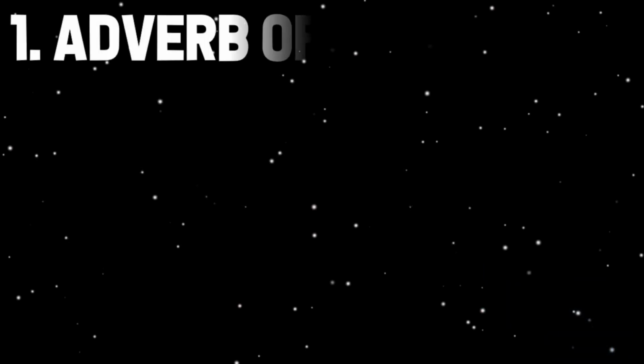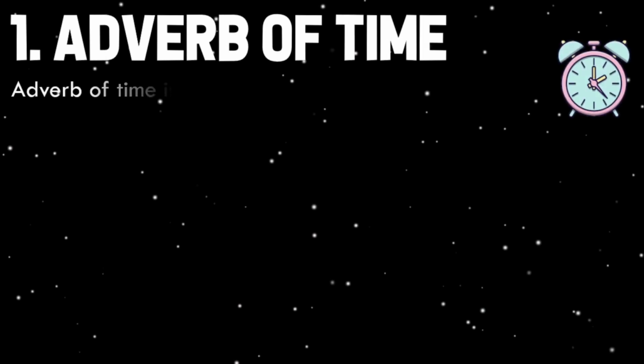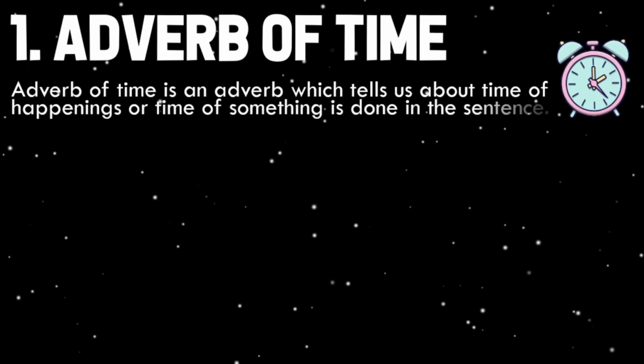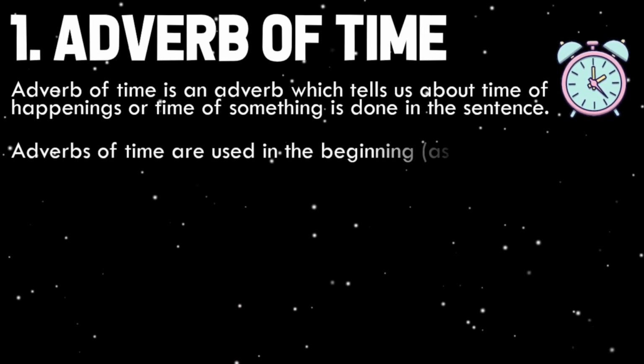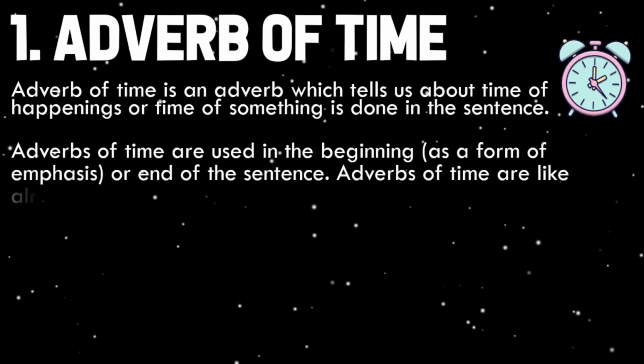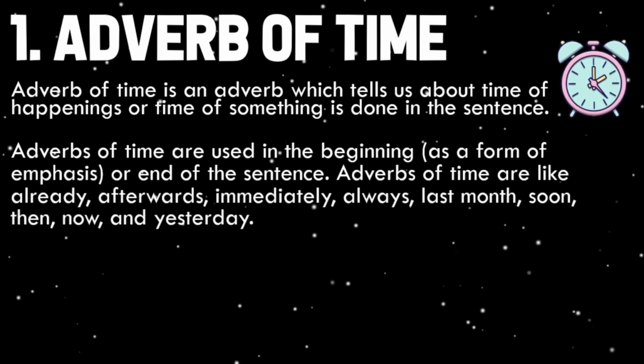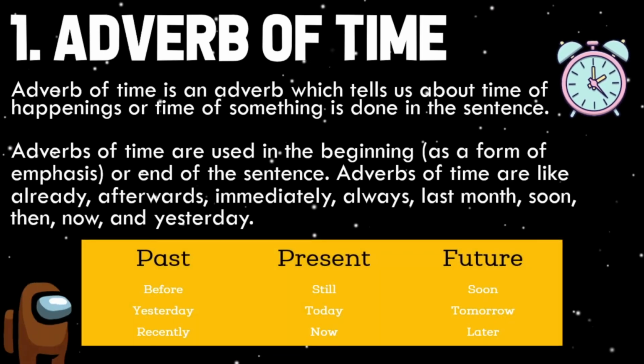The first type of adverb is the adverb of time. Adverb of time is an adverb which tells us about the time of happenings or the time something is done in the sentence. Adverbs of time are used in the beginning as a form of emphasis or at the end of the sentence. Adverbs of time are like already, afterwards, immediately, always, last month, soon, then, now, and yesterday. Here is a table containing some examples of adverb of time. To understand more about adverb of time, here are some other examples.